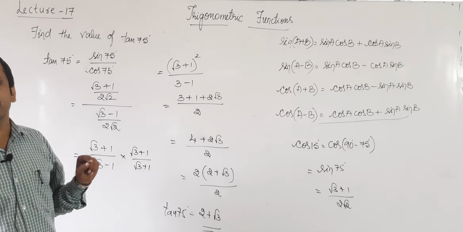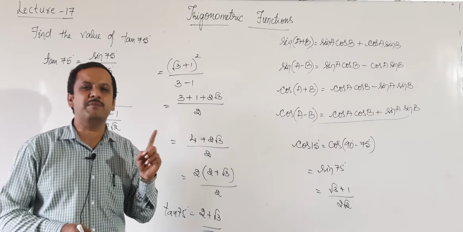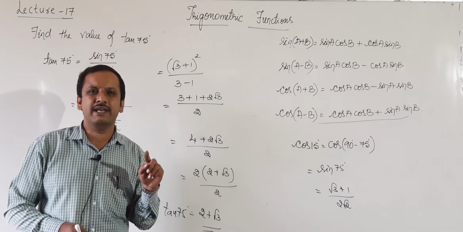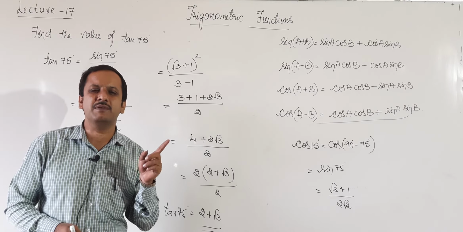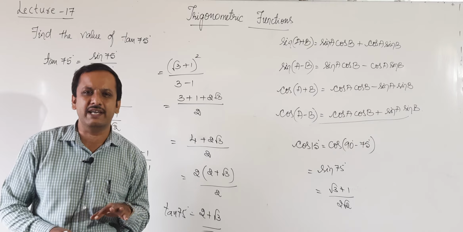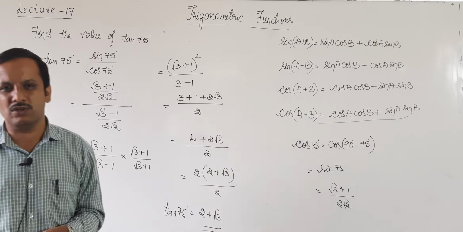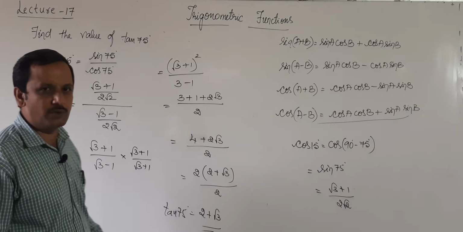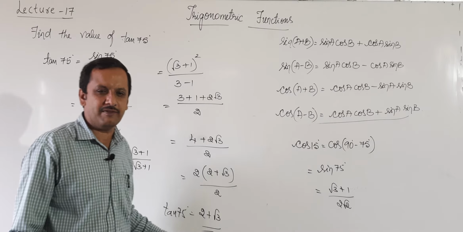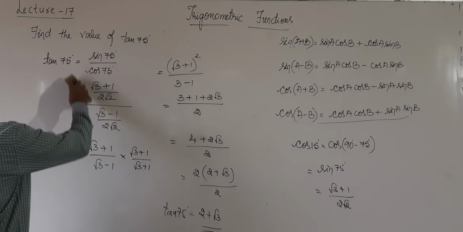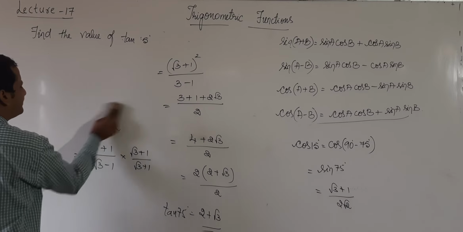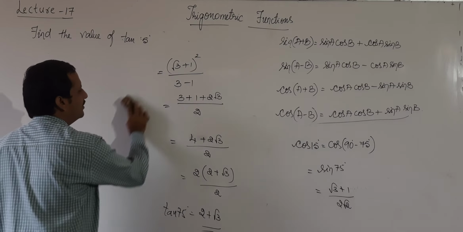Or another method is writing 75 degree as 45 plus 30. Okay. Then tan A plus B. Tan A plus B is equal to tan A plus tan B divided by 1 minus tan A tan B. In that way also you can solve this problem. Okay. Then also you will get the same value. You should get the same value. Okay. After this, I will find out tan 15 degree. Okay.